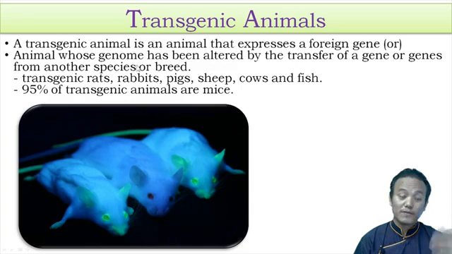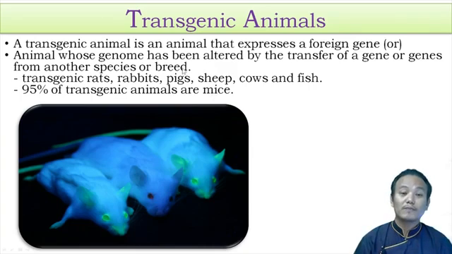There are different kinds of transgenic animals created by scientists in laboratories. There are transgenic rats, rabbits, pigs, sheep, cows, and fishes. But 95% of the transgenic animals are said to be mice. I don't know the reason why a majority of the transgenic animals created within laboratories are mice. Maybe they are easier to maintain in the laboratories. Maybe there are fewer legal or ethical issues concerning the genetic manipulation of mice as compared to other animals.